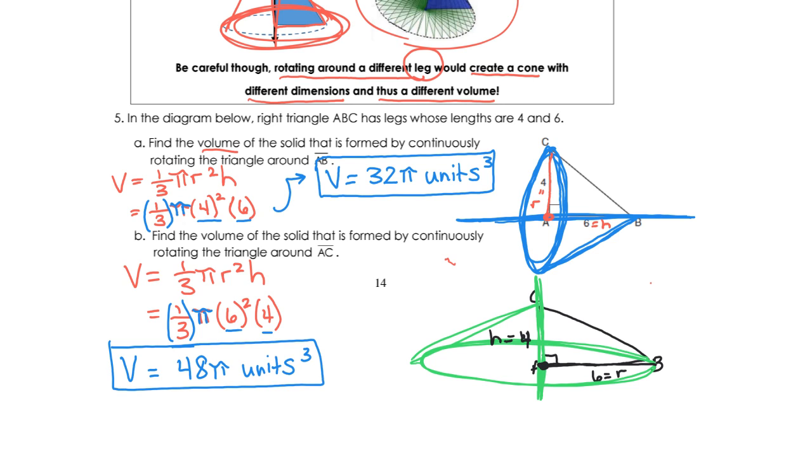So notice that the volumes come out different depending on which way the right triangle rotates around. So be careful that depending on which way it goes, it gives you a different volume.